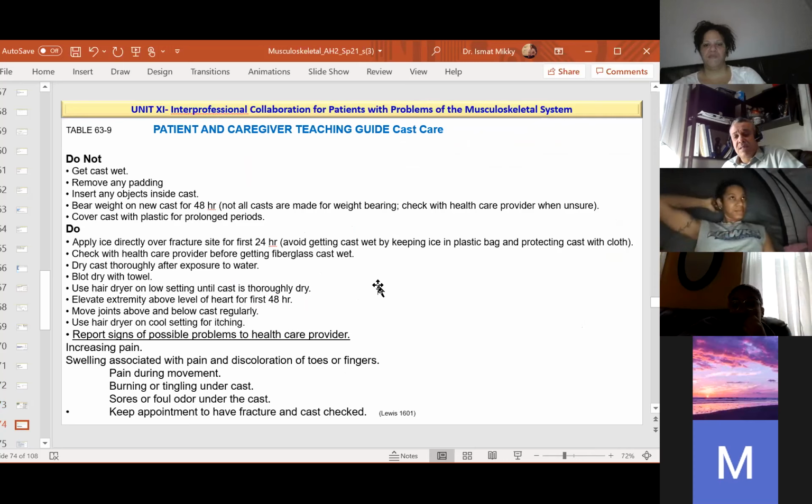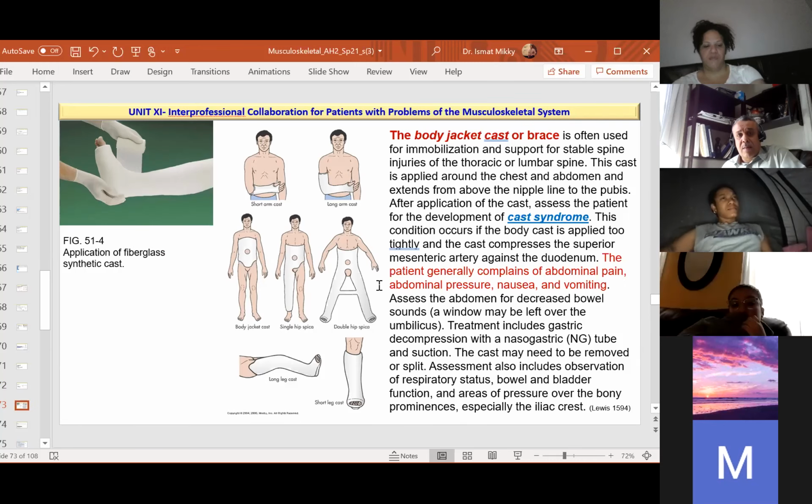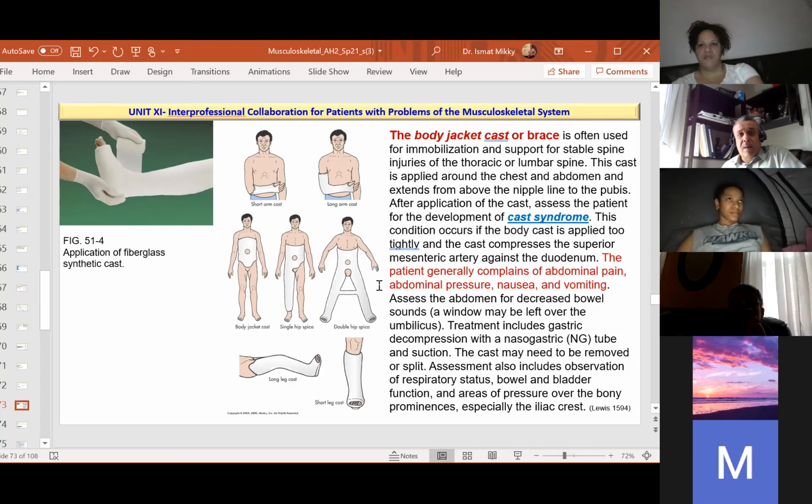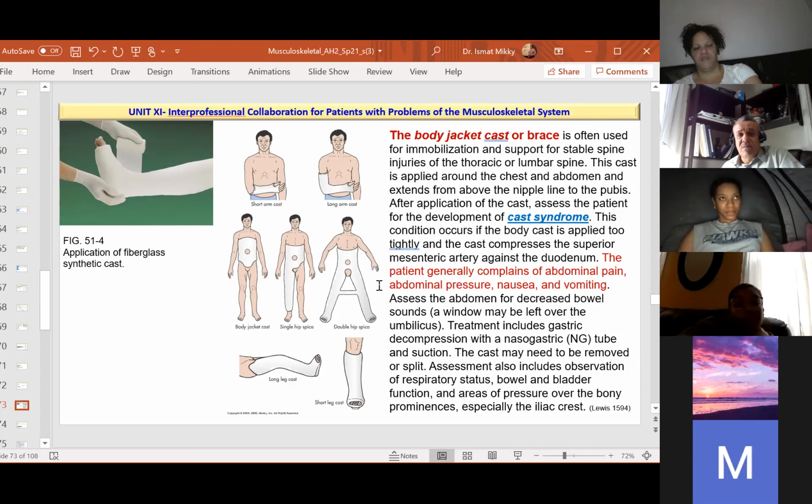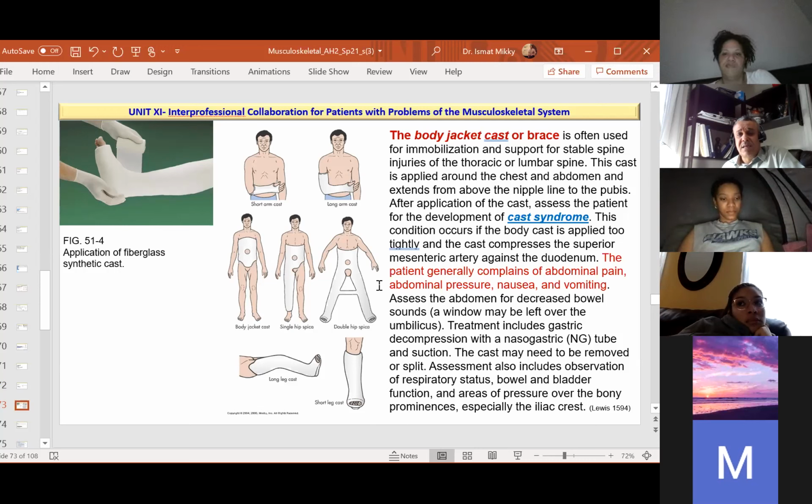Dr. Mickey? Yes. Why do they leave a hole in the umbilicus area when they do the cast? I see that several of them have a hole in the abdomen area. For assessment. So that's to prevent the cast syndrome. That's the window to relieve the pressure from the abdomen. And if they develop cast syndrome, then we will create another slit on top of that hole to relieve the pressure from the abdomen, in scenarios where patients develop cast syndrome.